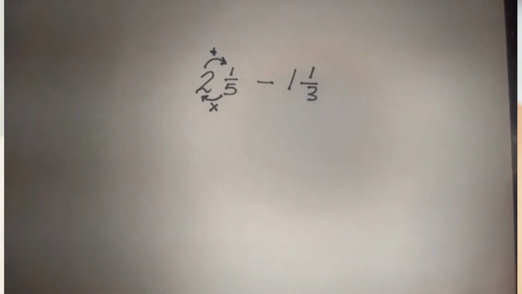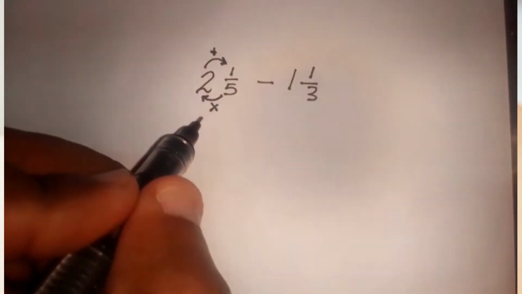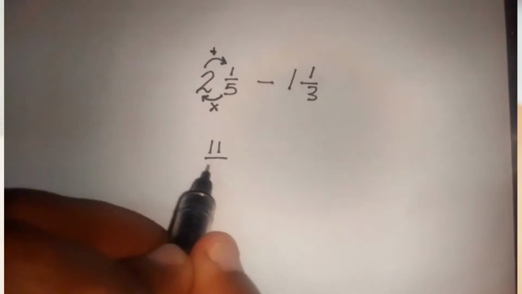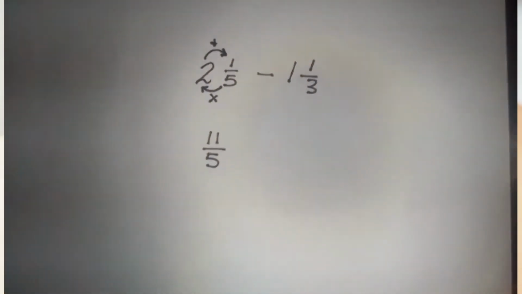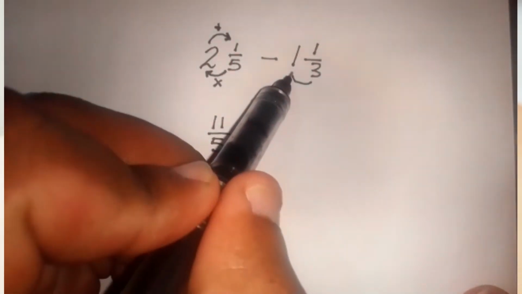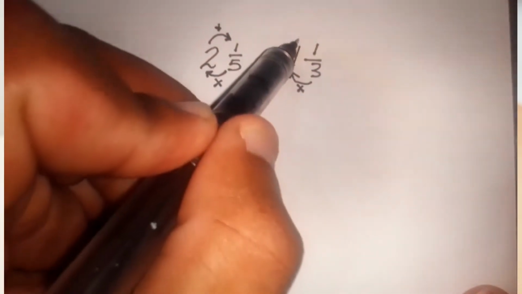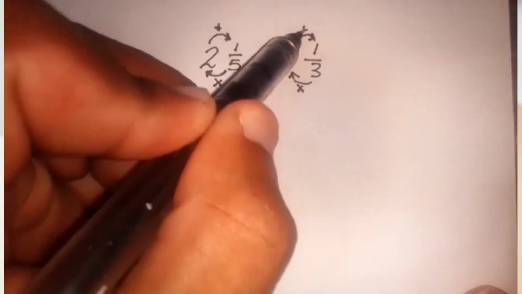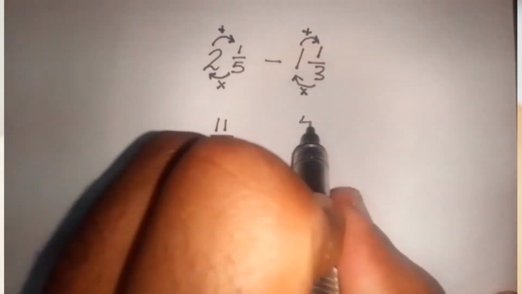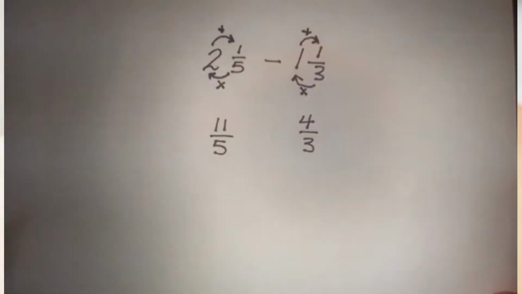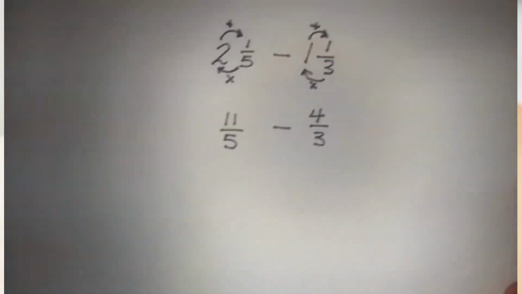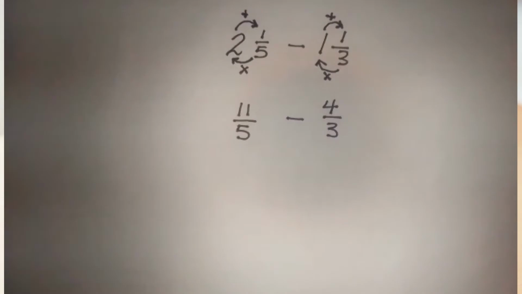So let's see how that works. 5 times 2 will give me 10. 10 plus 1 will give me 11. And I'm putting it as 11 over 5. Same thing here. 3 times 1, then I'm going to add the numerator. 3 times 1 is 3, plus 1 is 4. So I'm going to have 4 over 3. Then I'm going to put back the sign that I have here. Now the problem looks easier for me to work.